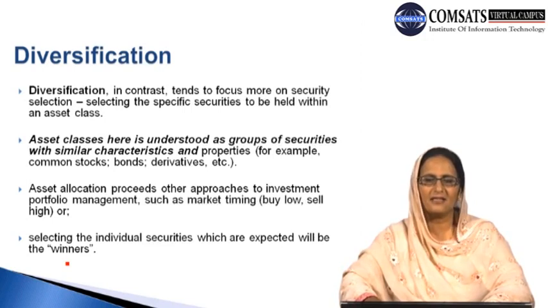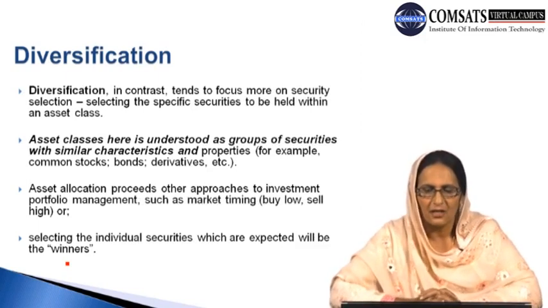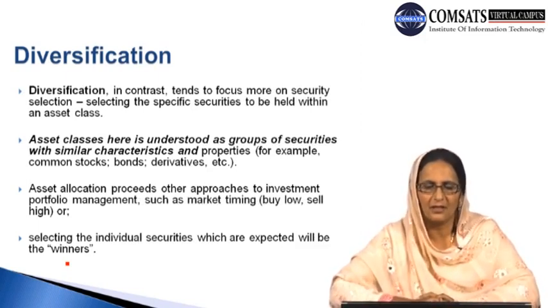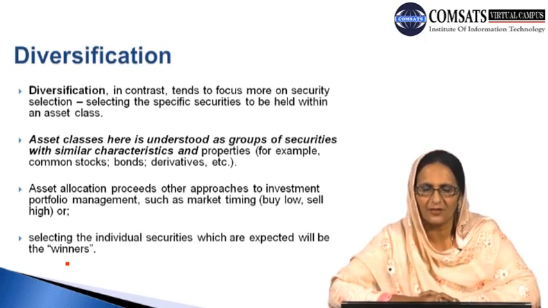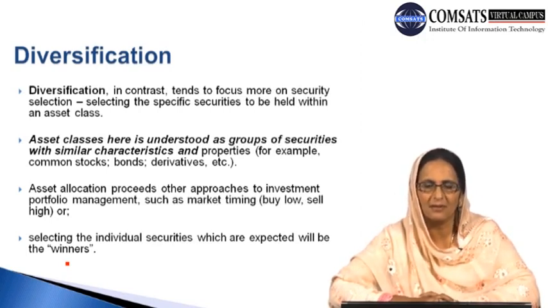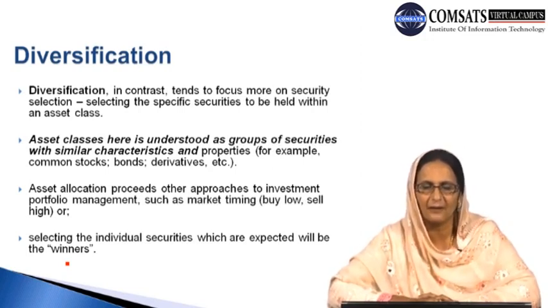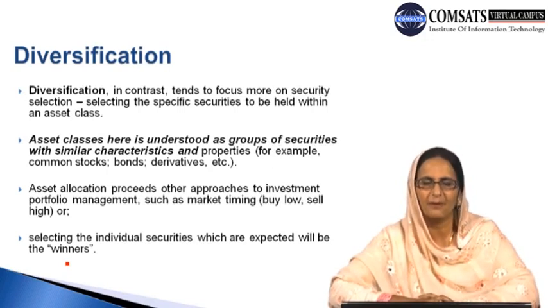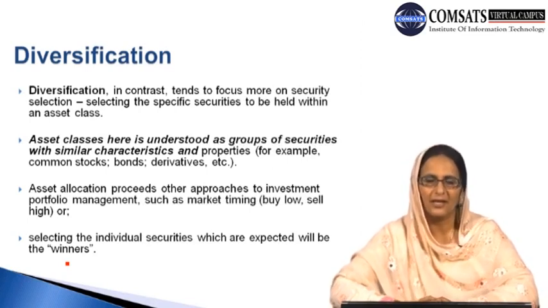An asset class here is understood as a group of securities with similar characteristics and properties, for example common stocks, bonds, and derivatives. It indicates a particular classification or category of securities that have similar characteristics and features. All these have similar types of features, and they belong to one group. For example, common stocks belong to one group, bonds to another group, and derivatives to a third group.